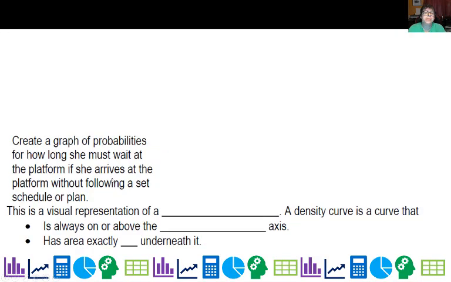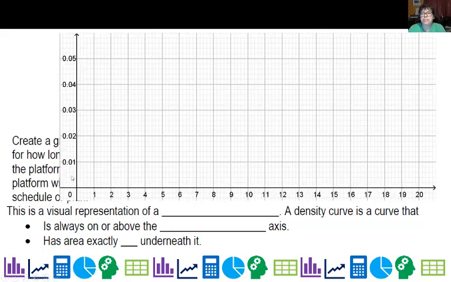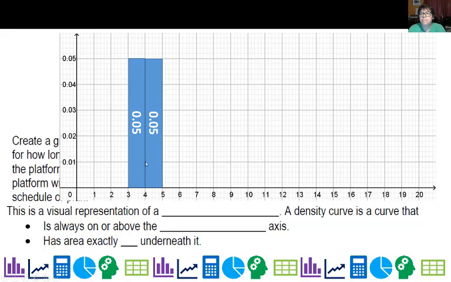Now I'm going to go ahead and create a graph of the probabilities, and I know I need to cover from 0 to 20, and I'm going to show you that I also need to cover from 0 to 0.05 on the height. Why is that? Well, we said the probability for 3 to 4 minutes would be 0.05. So if it falls anywhere in here, that's 5% of the time. Same thing for 4 to 5. There's no reason to think any of the other heights would be different.